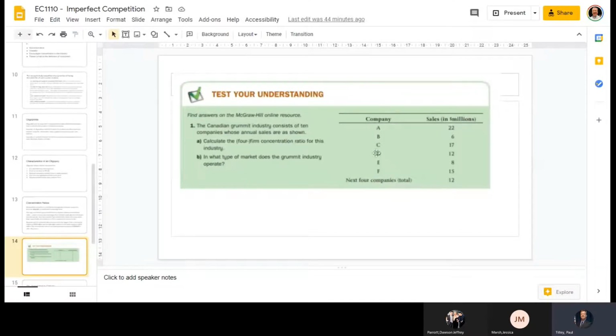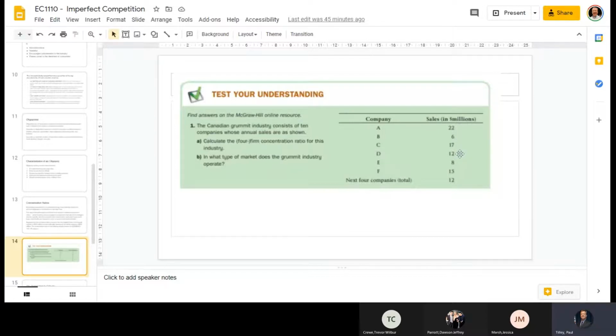And if we look at this example here, the Canadian grommet industry consists of 10 companies whose annual sales are shown. Calculate the 4-firm concentration ratio for this industry. So we've got 10 companies here, and what we need to do is look at the top 4. So A is 22, C is 17, F is 15. And we don't have to worry about the rest. So 22, 15, 17, and 12.